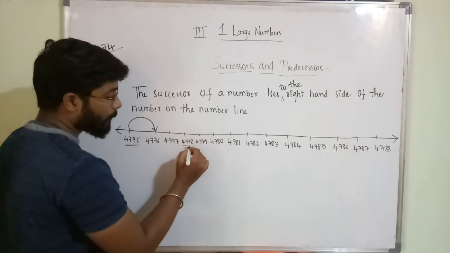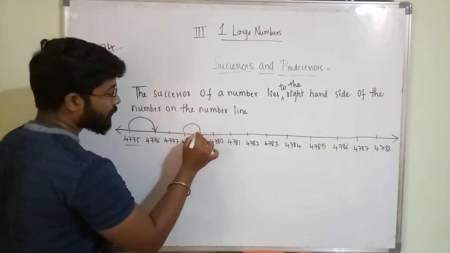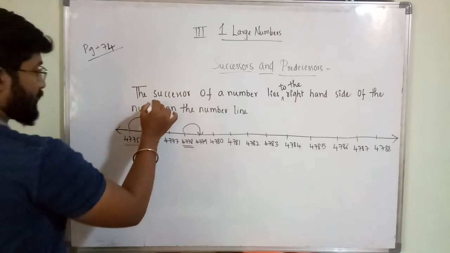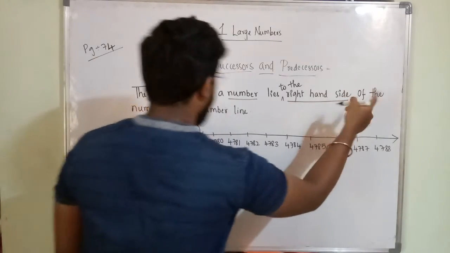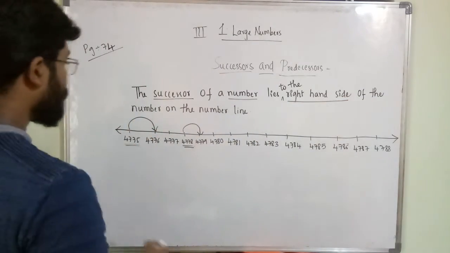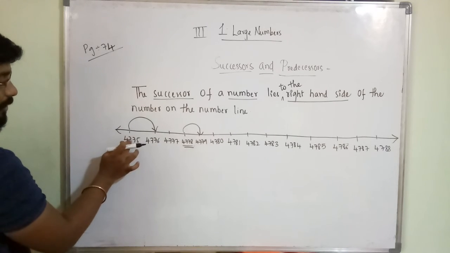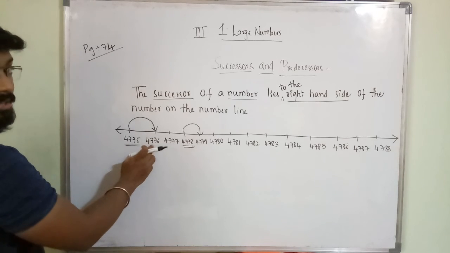If I am doing plus 1 to 4778, what will I get? I will get this number, no? So like that he is telling the successor of a number lies right hand side of the number on the number line. If I want the successor of 4775, I will get 4776, no?